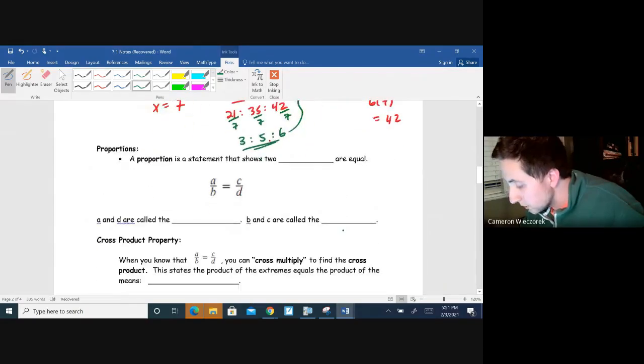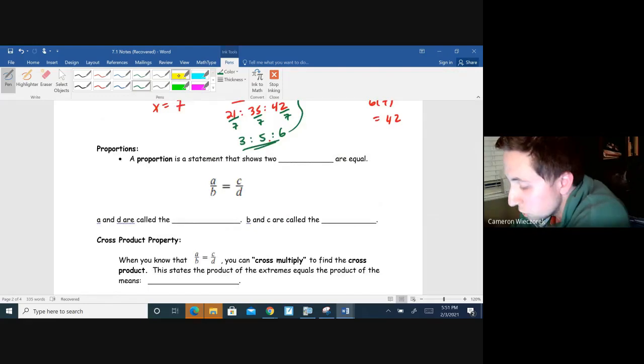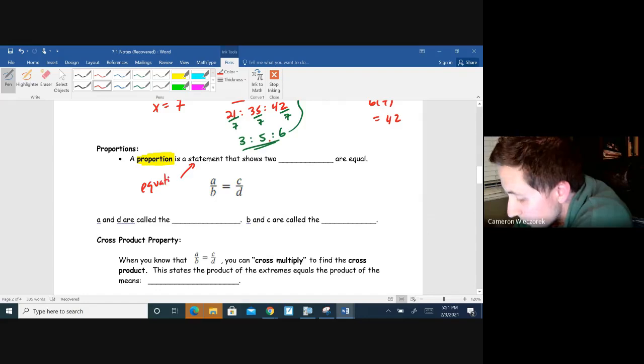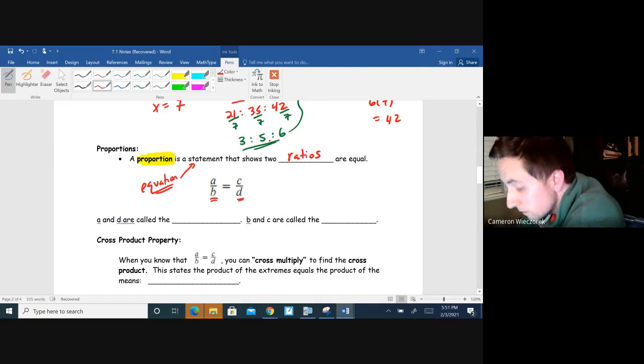All right, so that's ratios. A proportion, you spend a good amount of time, maybe in the beginning of Algebra 1, setting these up. A proportion is just a statement or an equation. Think of it that way. It's an equation that says 2 ratios are equal. So think of it like this. One ratio is A over B. Another ratio is C over D. The equal sign is what makes it a proportion.